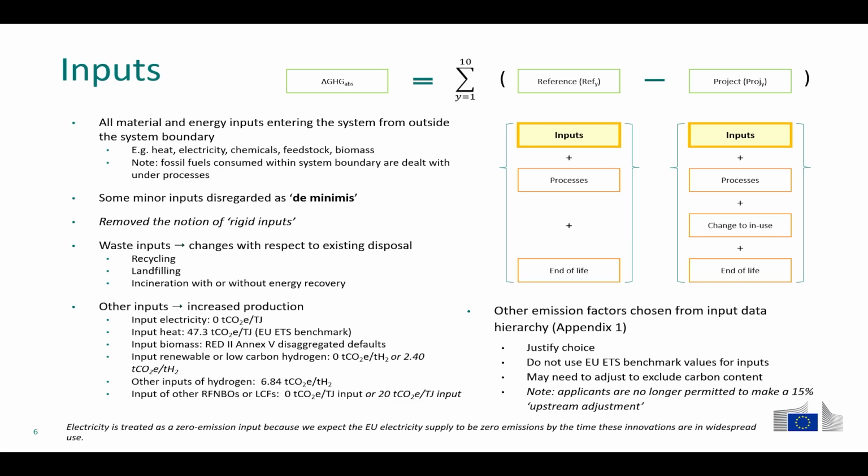The first box in our emissions calculation is the inputs box. All material and energy inputs that enter the system from outside the system boundary have to be considered under the inputs box, examples being heat, electricity, chemicals, feedstock, and biomass. But note that fossil fuels that are consumed within the system boundary are dealt with separately under the processes box and do not need to be included as inputs.